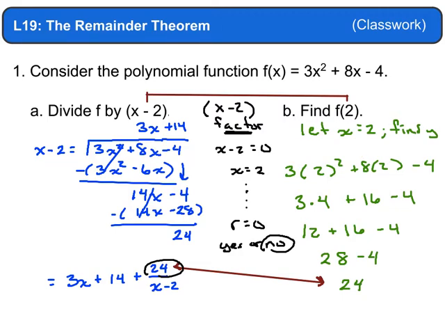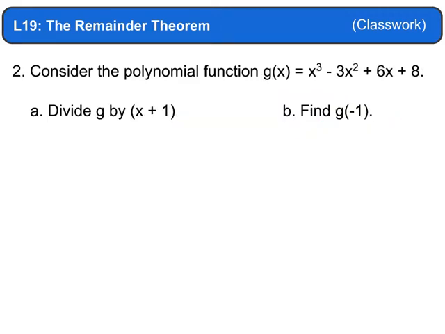And C. So let's take a look at this one. It says divide G by x plus 1. So, okay, we can do that. So x plus 1, we're going to divide that into x to the third power minus 3x squared plus 6x, and then plus 8.